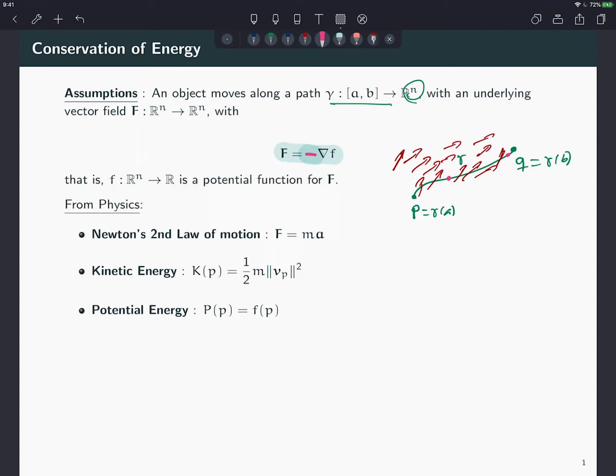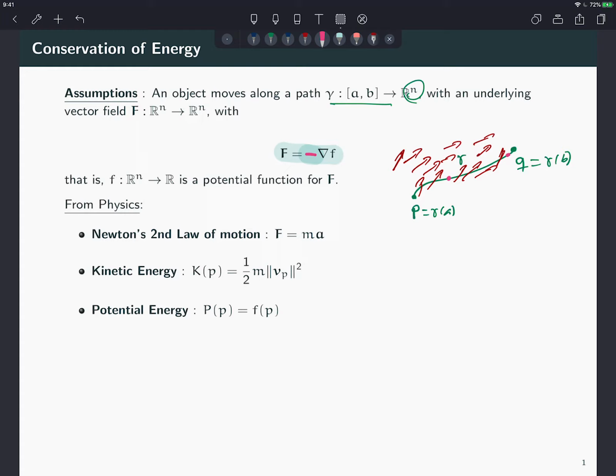And then from physics, we're going to use a couple of things. We're going to use that the force is mass times acceleration. So this is going to be an equal sign we're going to use later in a minute. That F is going to be the vector field. The acceleration is going to come from the particle moving.